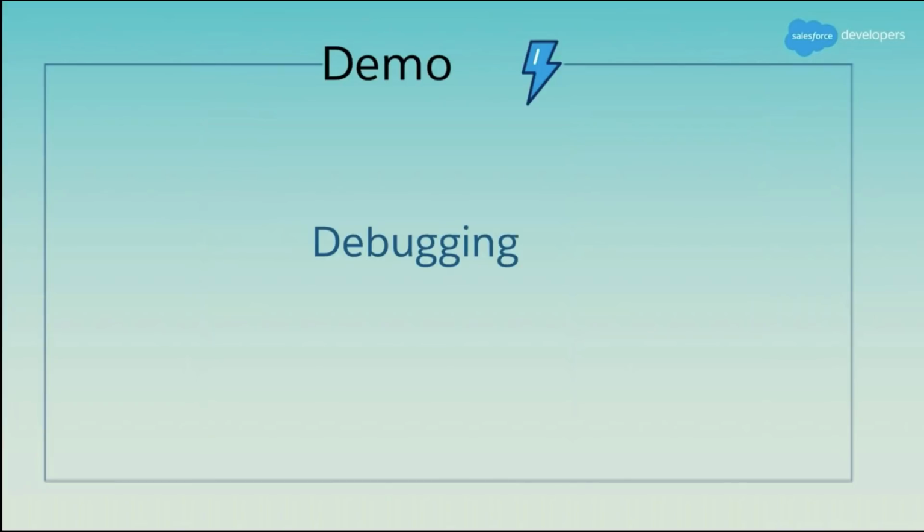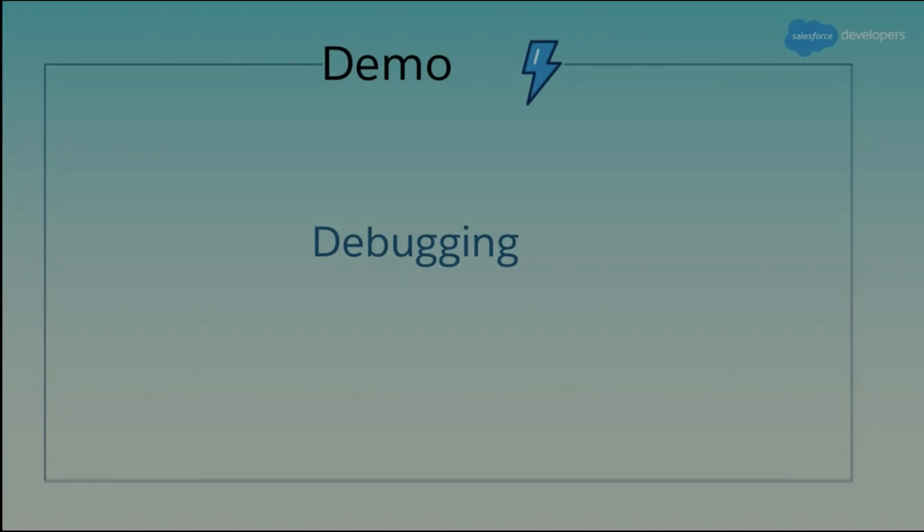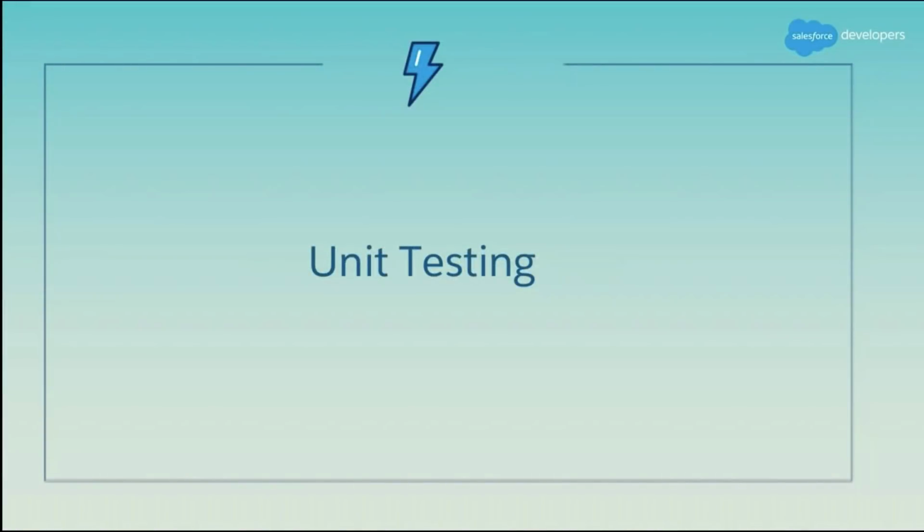But what about testing, right? Testing is, in my opinion, the most important thing when you're building something as a developer, because you want to know if your code is doing what it's supposed to do. So can you please help us with understanding testing Lightning Web Components?